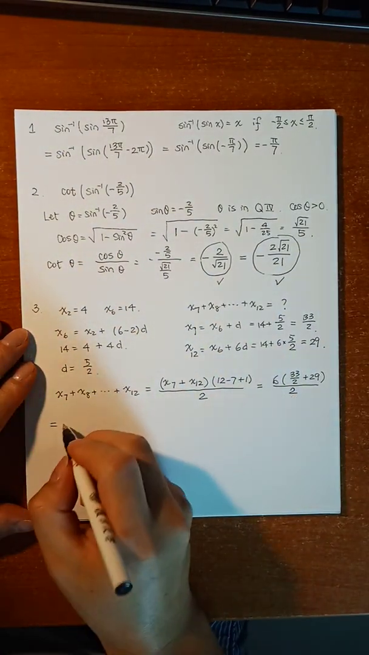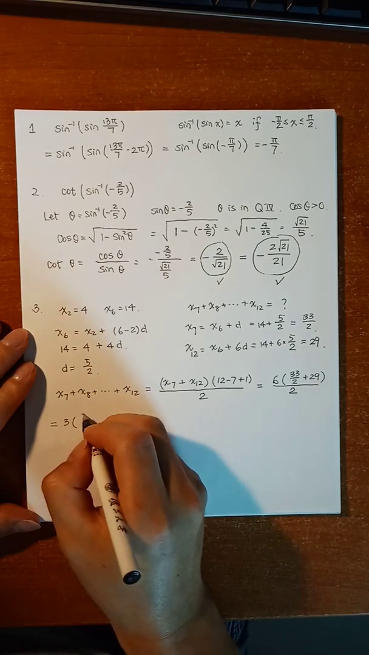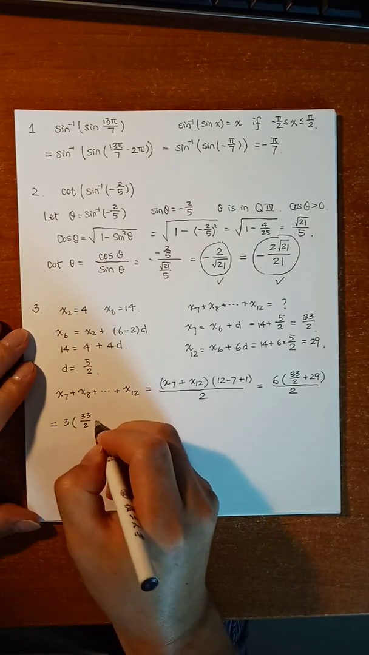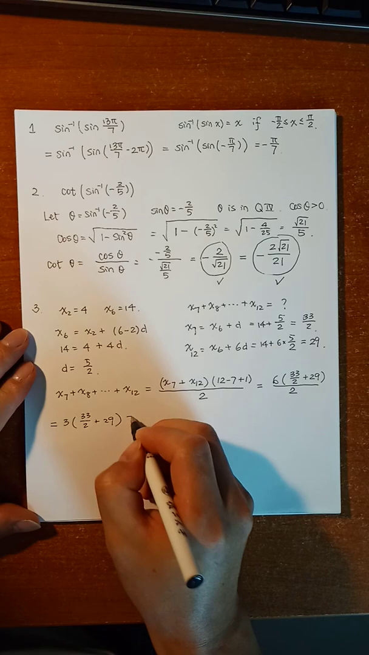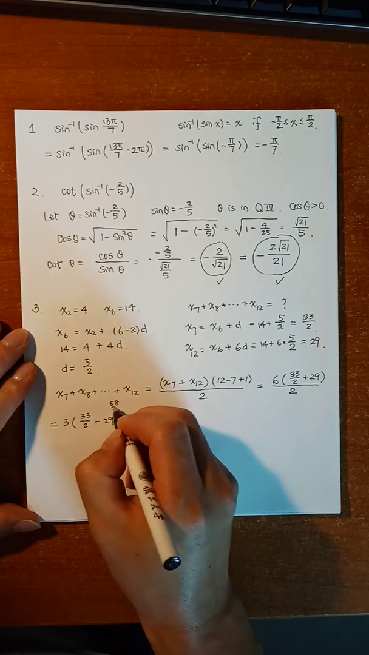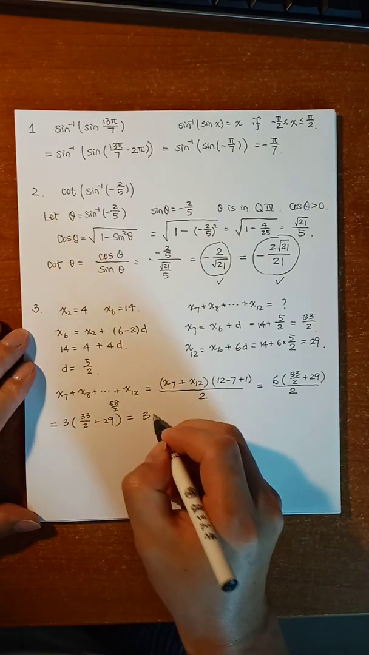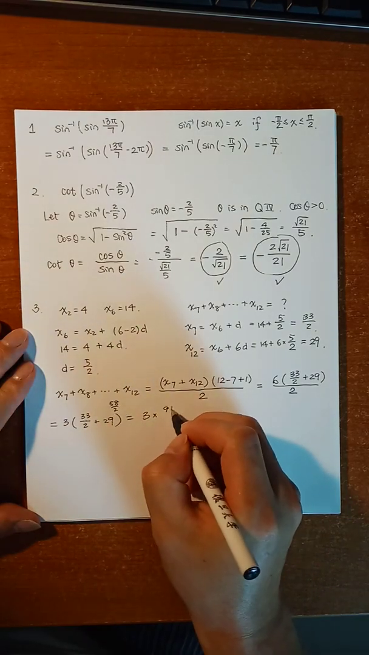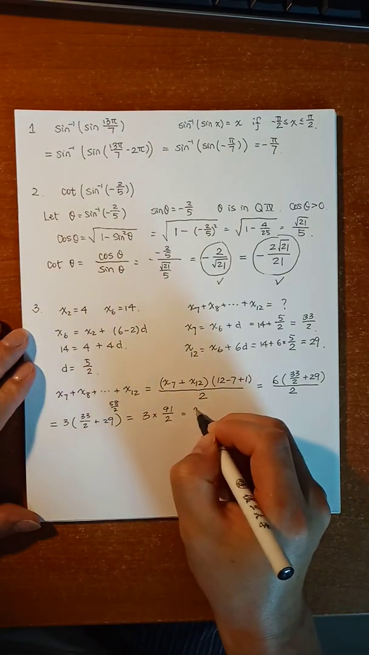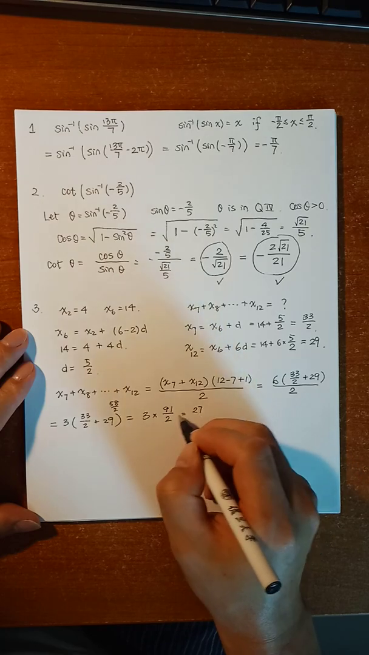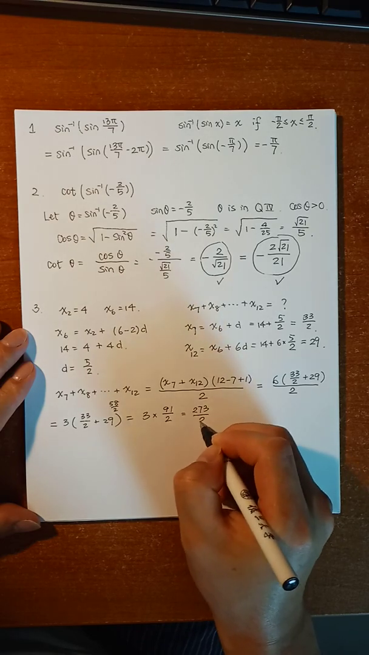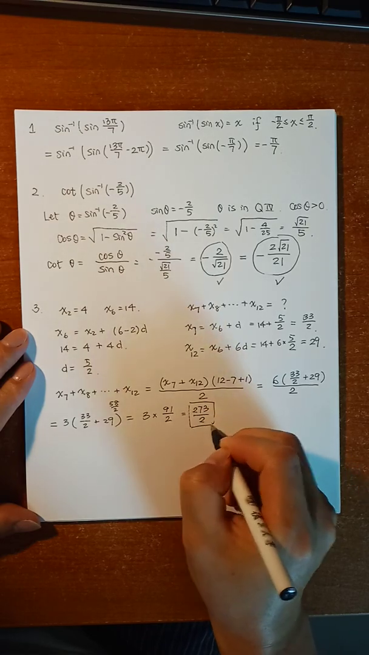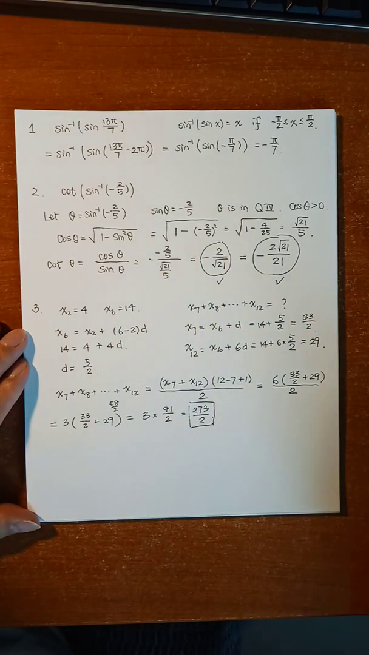Okay, so it becomes 3 times 33 over 2 plus 29. 29 is 58 over 2. So it's 3 times 33 plus 58, which is 91 over 2. So it's 273 over 2. The final answer. This is the final answer. Okay.